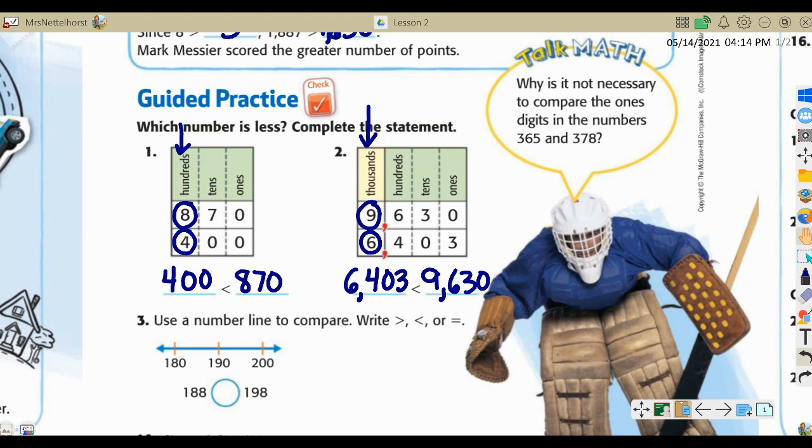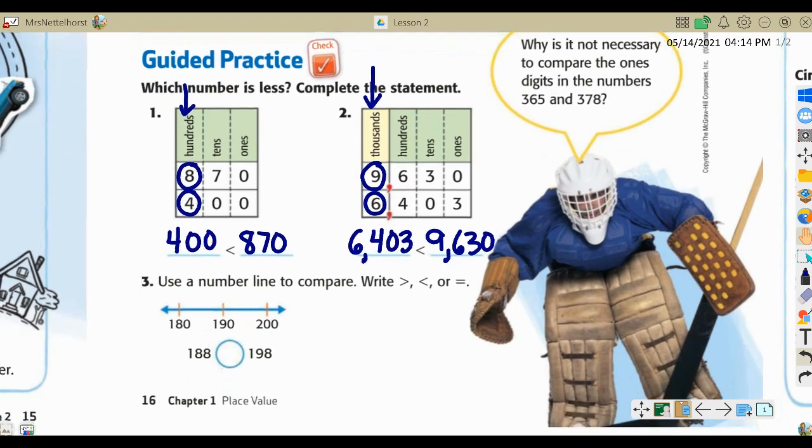All right, now use a number line to compare, and this is an open number line. This is what I would normally use. I would not write all those little tiny lines like they did on the other one. So figure out where 188 would be and 198. Mark them on the number line. Then put your greater than, less than, or equal to sign in between. Use your dot method. Pause your video.